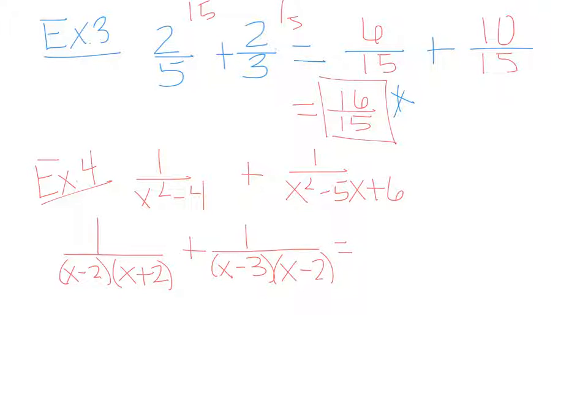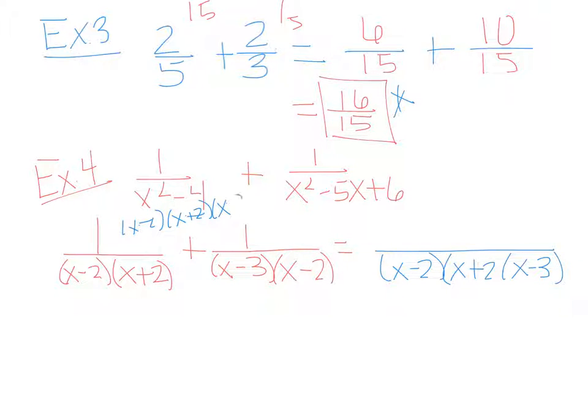So my common denominator is going to be x minus 2, x plus 2, and x minus 3. That's my common denominator. So in my head, I'm going to put that whole thing, x minus 2 times x plus 2 times x minus 3. Okay? Now, let you get caught up.